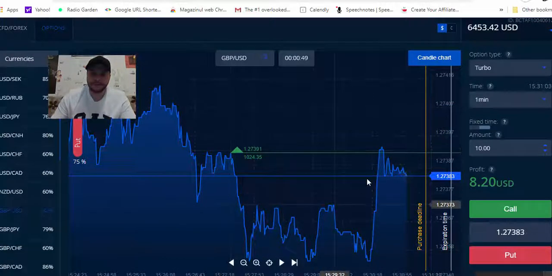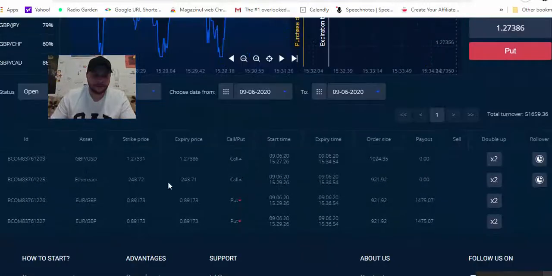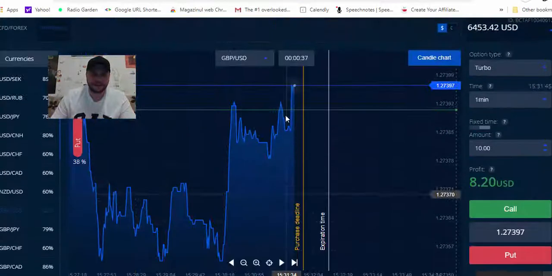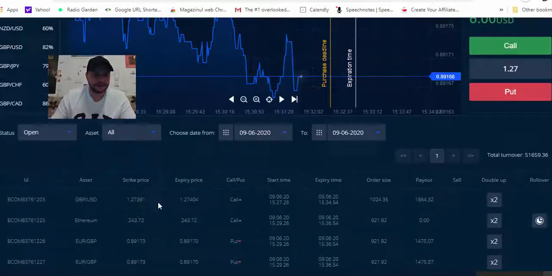This is the GBP USD trade, and as you can see, it's going back. It was above the line, in the money, and now it's bouncing back. But let's see when the time expires. We have also Ethereum placed. Now it's in the money. As you can see, GBP USD is in the money again. We have this Ethereum out of the money. We have Euro GBP. Let's have a look at the trade.